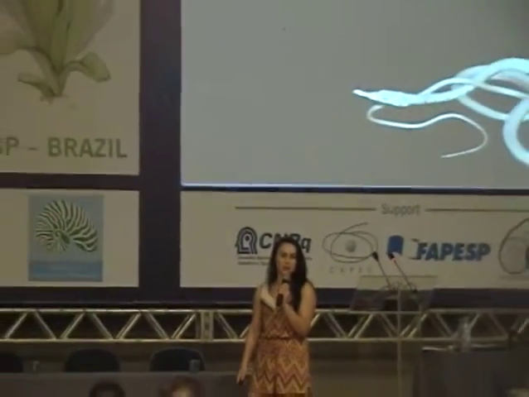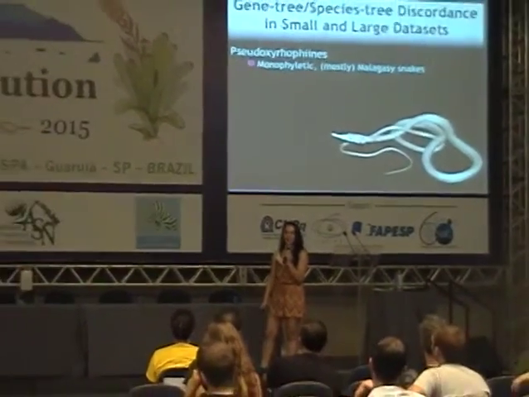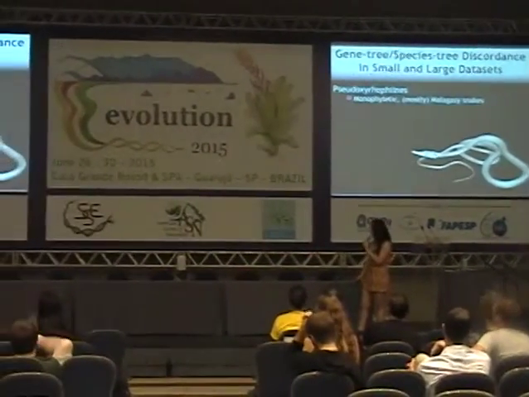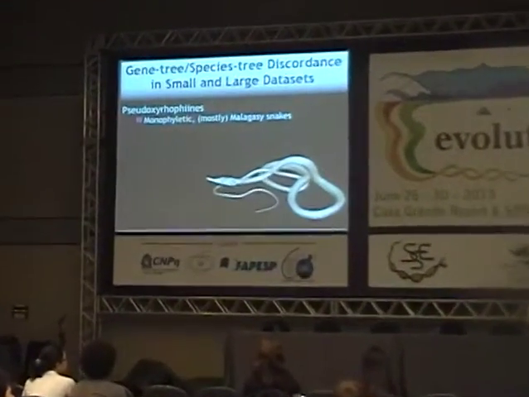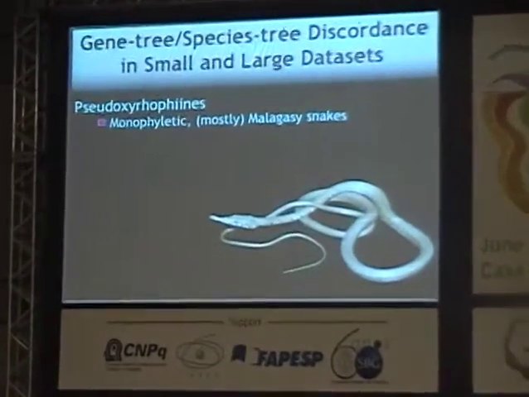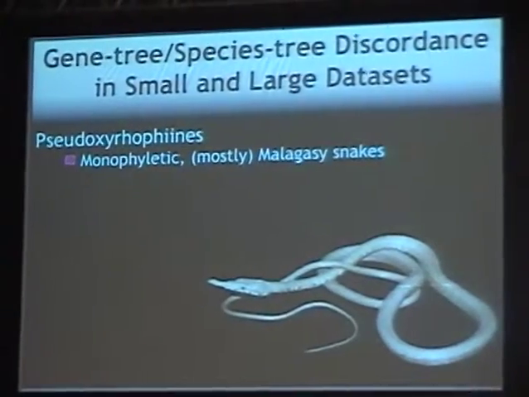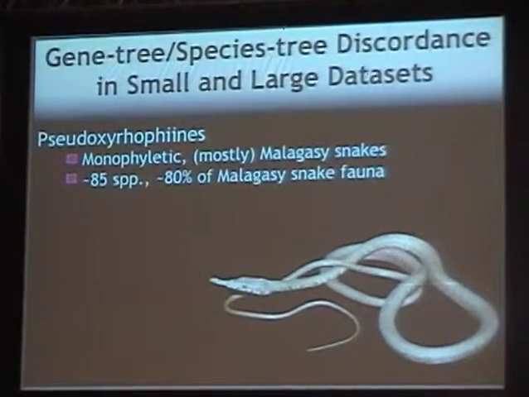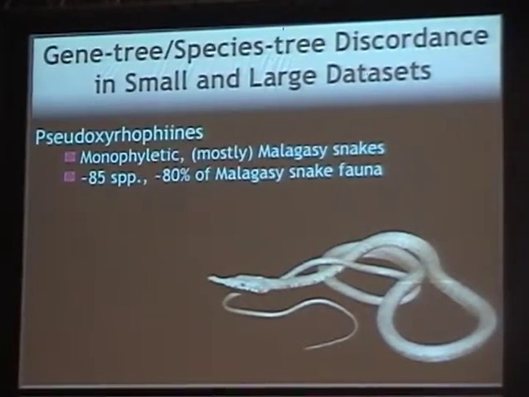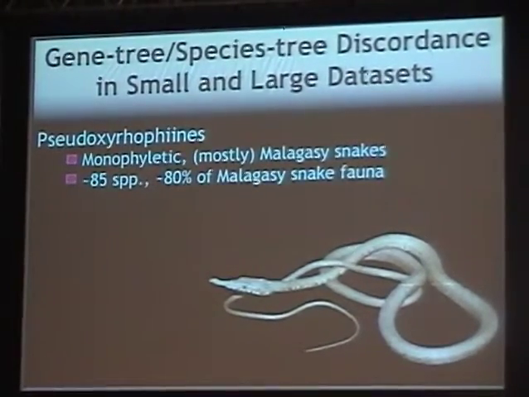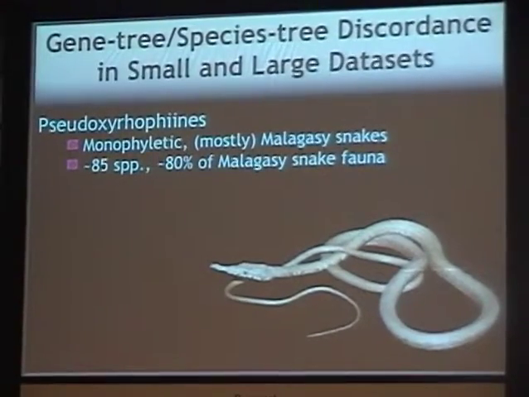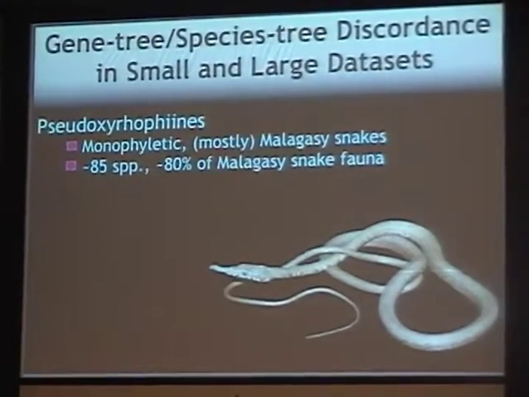So the snakes that I'm working on right now are pseudoxyrhophiines, which are mainly found in Madagascar. There's a couple of species that you get in Africa and one that you get in Socotra. But the ones in Madagascar appear to be a monophyletic radiation there, and they're mostly Malagasy. And all the ones in Madagascar, with the exception of a possible introduction, are endemic. There's about 85 species described right now, and this is about 80% of the Malagasy snake fauna. So there's a couple other things kicking around Madagascar. There's some boas, there's some typhlopids, those little worm or blind snakes, but most of the snakes there are pseudoxyrhophiines.